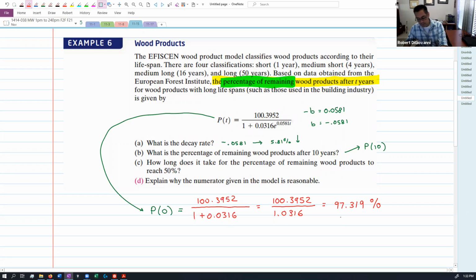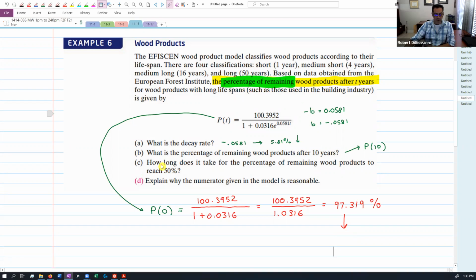If it would have spit out 0.97, then we would say we still have to move the decimal over and convert to a percent. That's not what's happening. With this function, it is actually spitting out the percentage, already moving the decimal. 97.319% remaining at the beginning. With me?